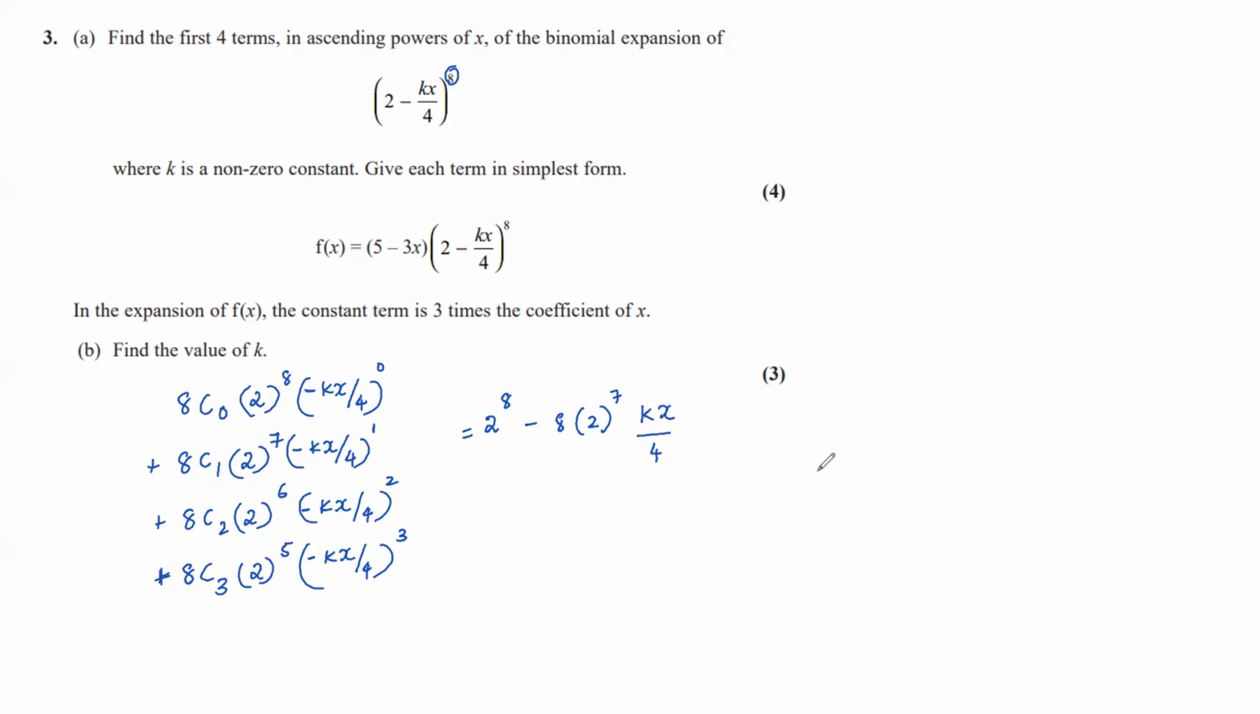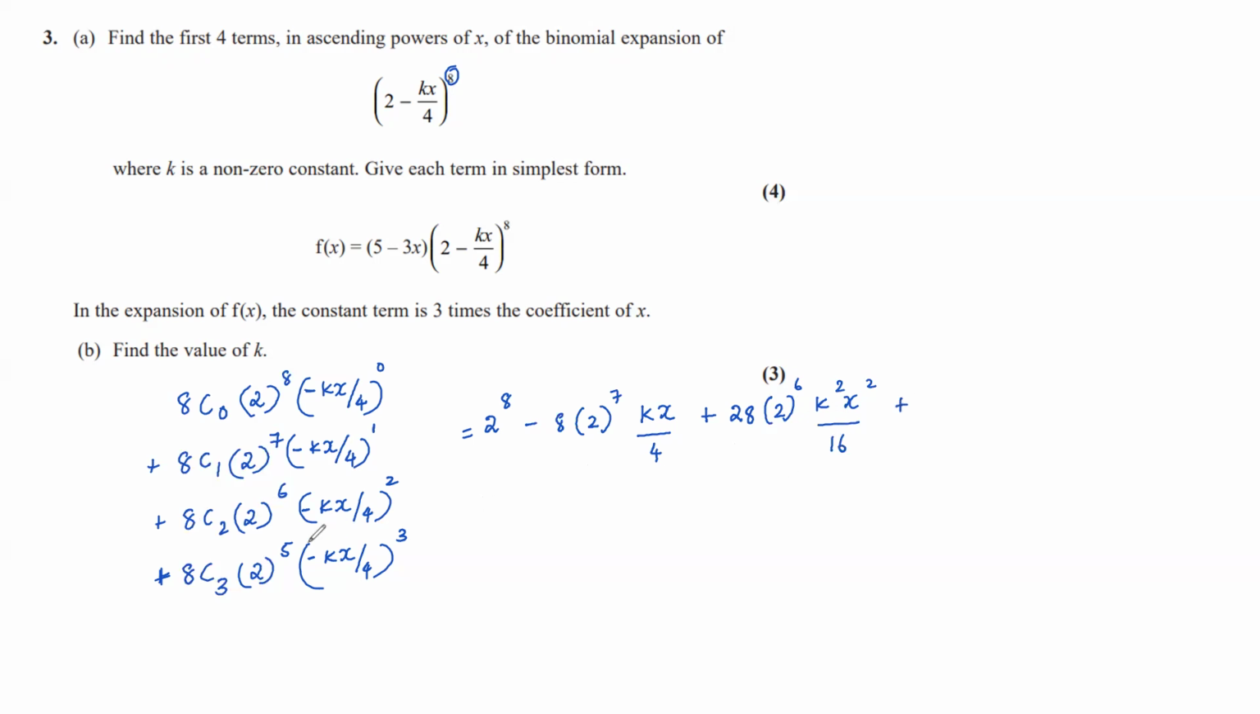Now the third term, that is plus 8C2. Put that in calculator, you will get 28 into 2 to the power of 6 into minus kx by 4 to the power of 2. We know if it's a square, then even if it's a negative number, the value will be positive. So minus kx by 4 into minus kx by 4 will give you k square x square divided by 16.